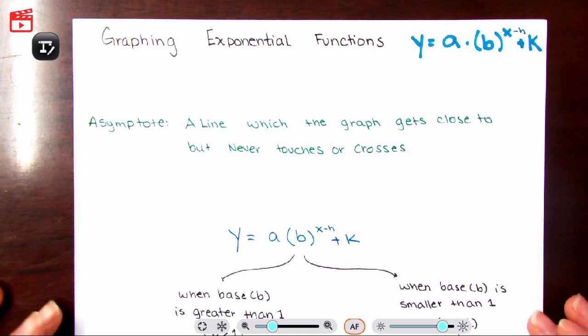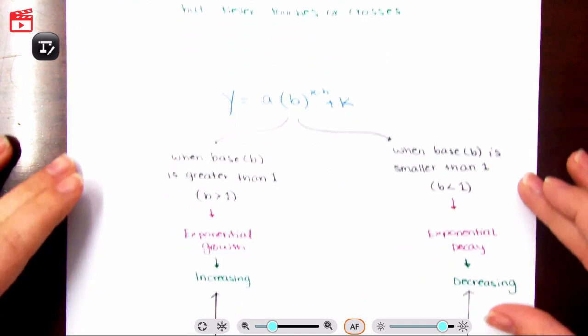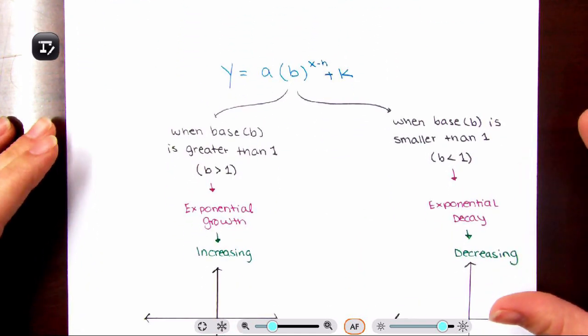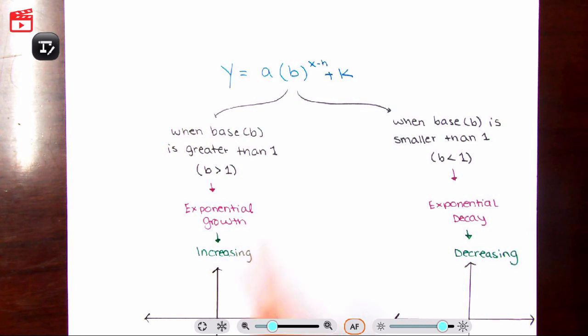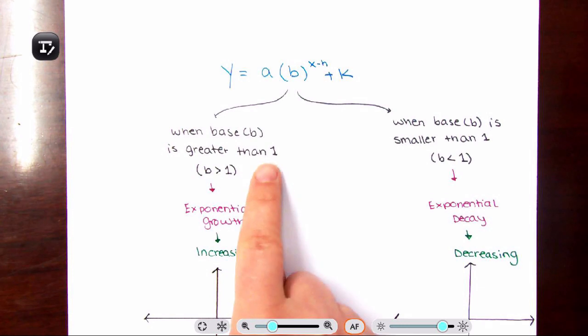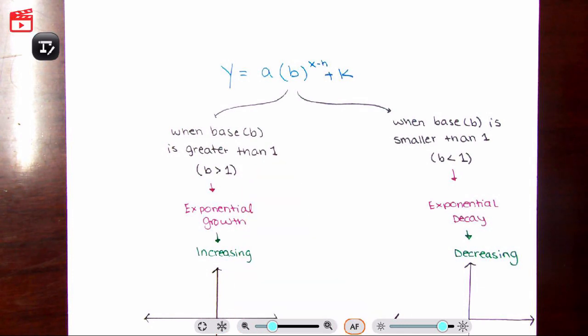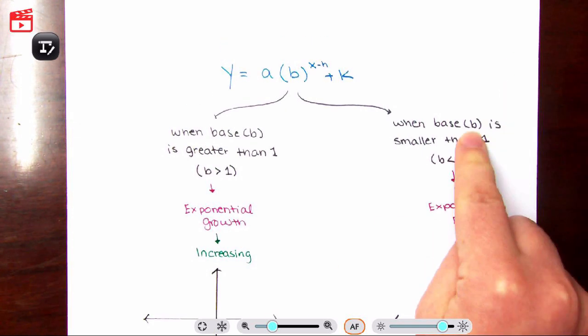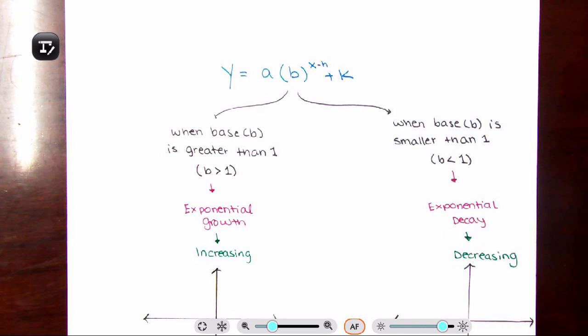All right, so let's talk a little bit more about our base. Our base, lowercase b, so here it is. If it is anything greater than 1, we will have exponential growth. That means our function is going to be increasing. When the base is smaller than 1, that means we have exponential decay. That means our function is decreasing.